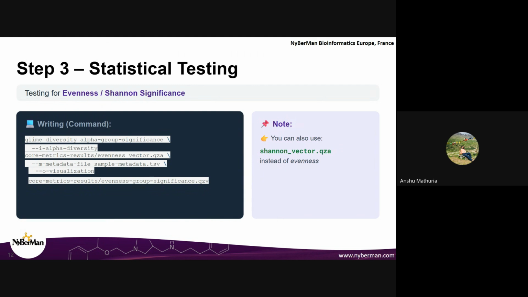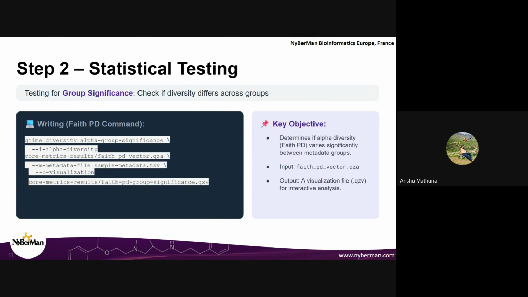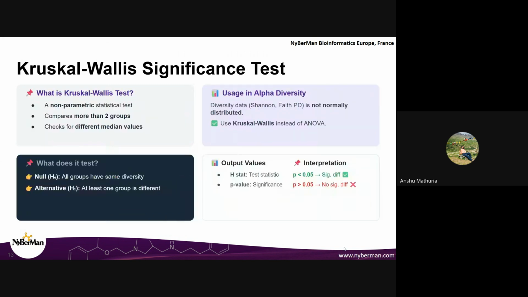After this statistical testing, you will generate box plots and all, and it will also give you the p-value. It is going to compare the samples within the same group in an intra-group manner, and check for the significance level. We'll state a null hypothesis, that all the groups have the same diversity, and then an alternative hypothesis, that at least one group is significantly different.